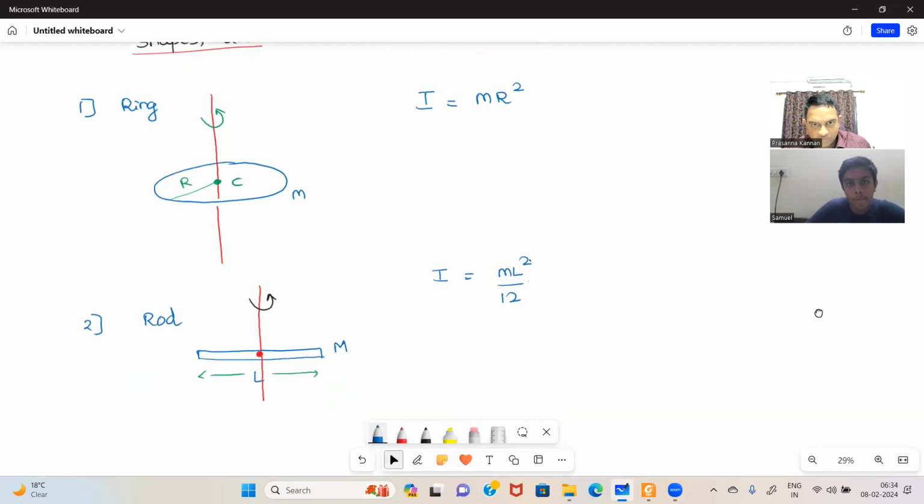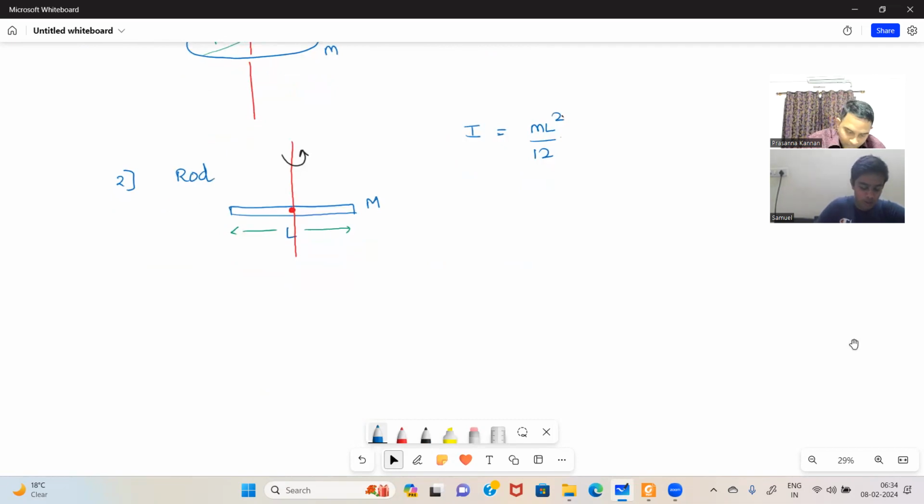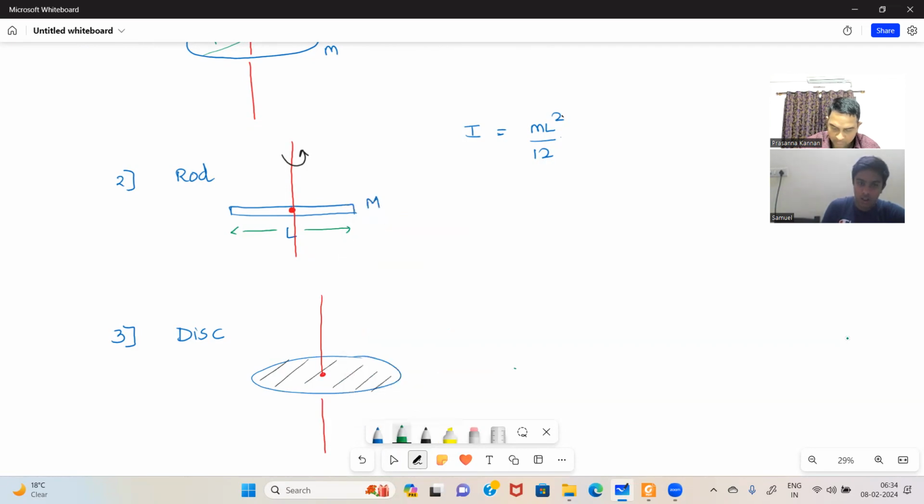Okay. Now let me also give you a few more. Disc. Again, the axis is passing through the center of mass. The mass of this is capital M, and let's say the radius is capital R. So you understand the difference between a ring and a disc, right? Yes. So what is the moment of inertia going to be? MR squared by 2. Yeah, it is MR squared by 2.